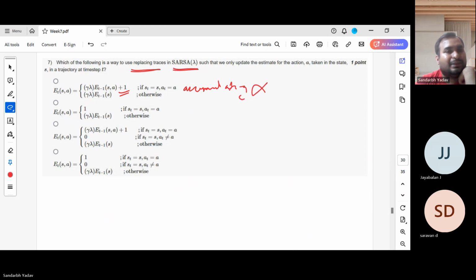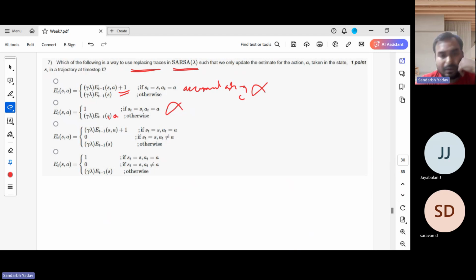And does it become one? Yeah, this seems correct, but something is missing here, right? You know that something. That something is action A. There's no eligibility for a state, but for a state-action pair. So this will also be wrong. And again, you can see this, what is this?